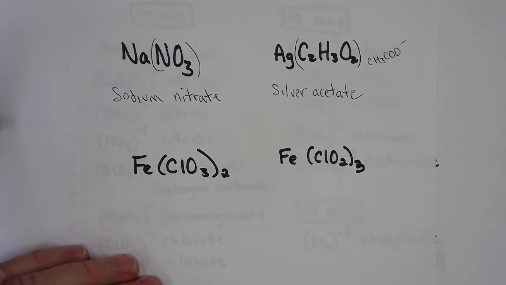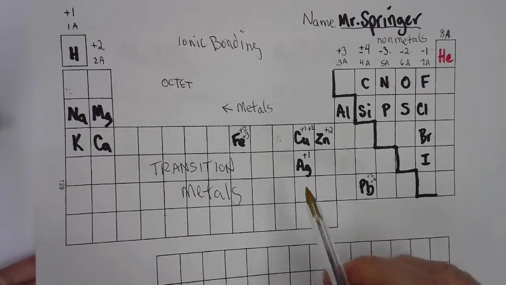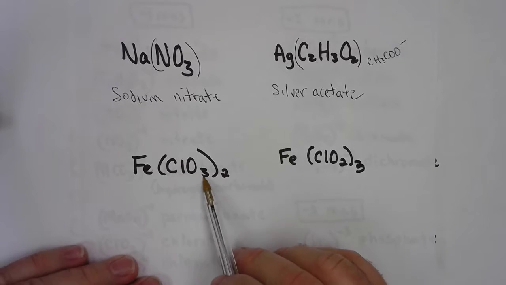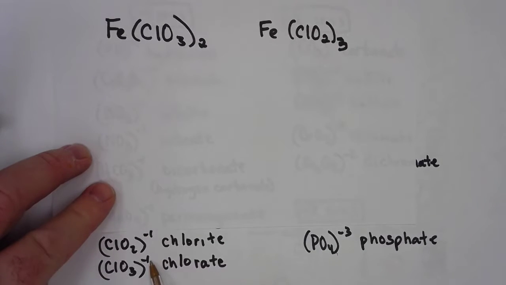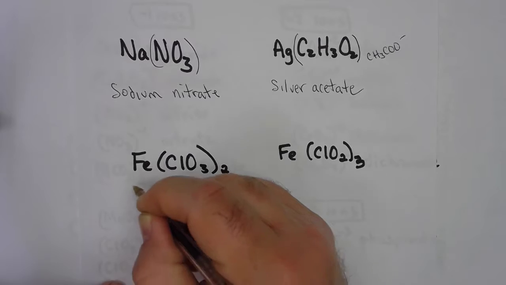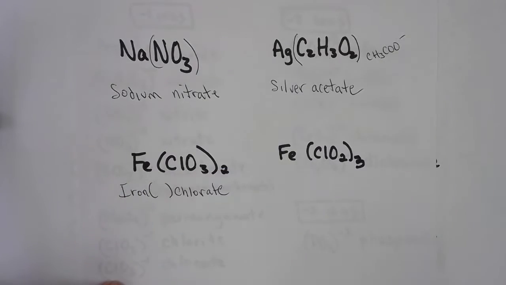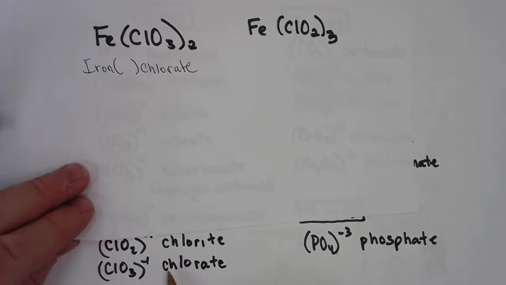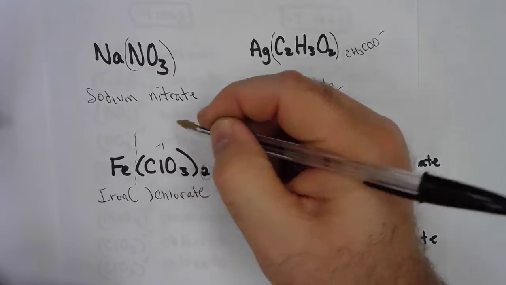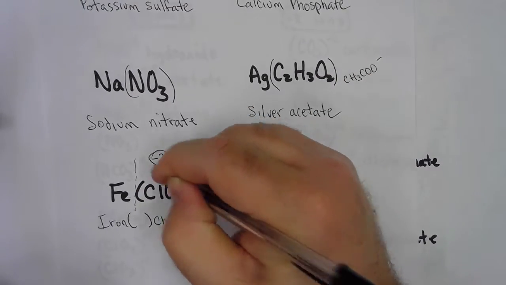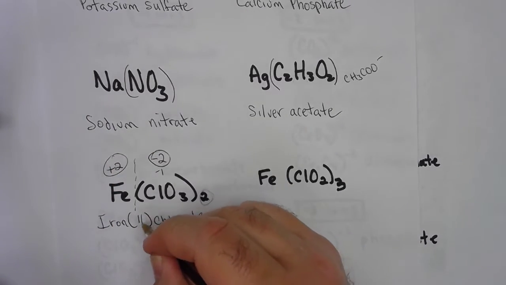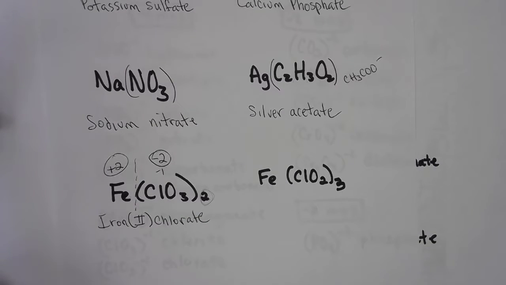Now we've got the iron, which is a transition metal, which may be +2 or maybe +3. We're teaming it up with the ClO3, which is chlorate with a -1. It's iron, something, chlorate. We know the chlorate is -1. We have 2 of those chlorates, so this half of the formula has a -2 charge. So the iron, in order to balance it out, must be a +2. So it's iron, Roman numeral 2, chlorate.